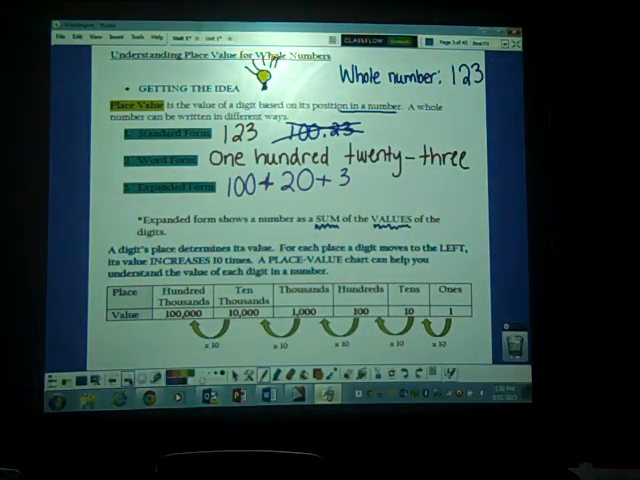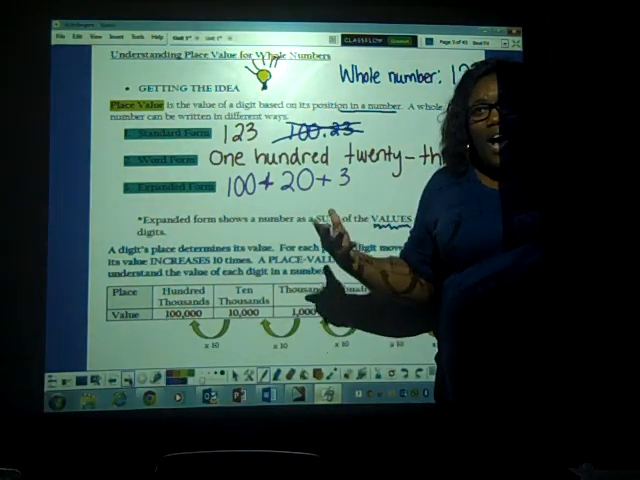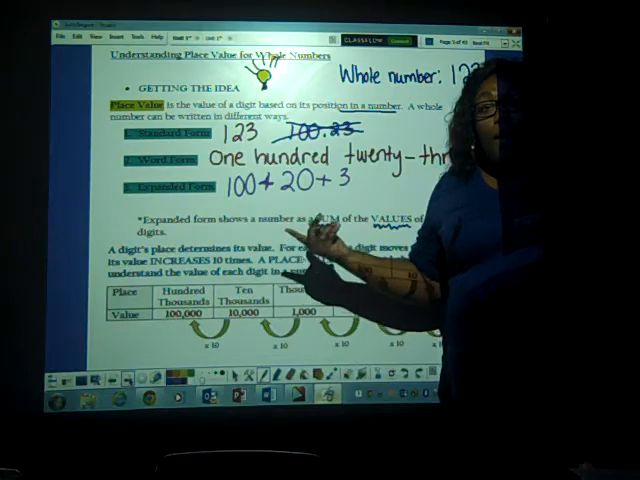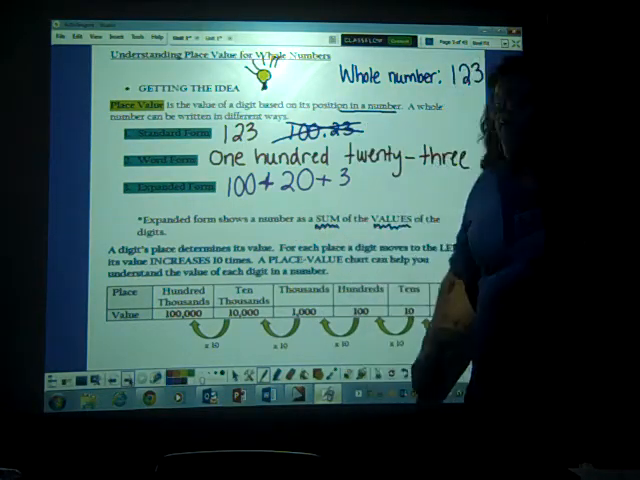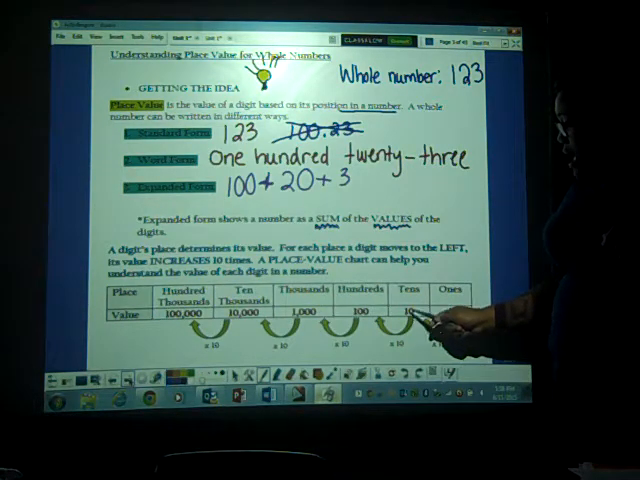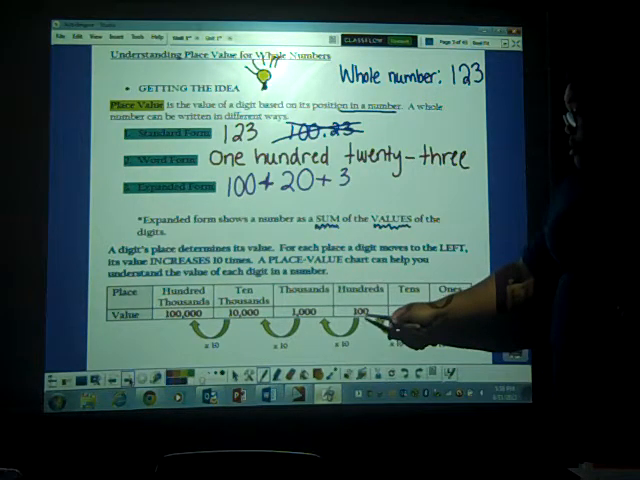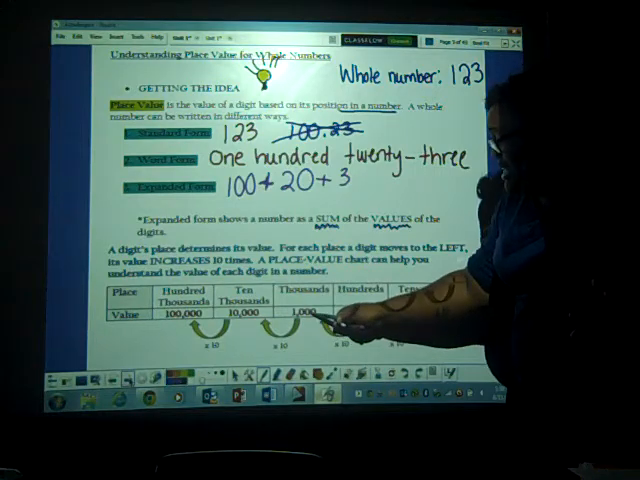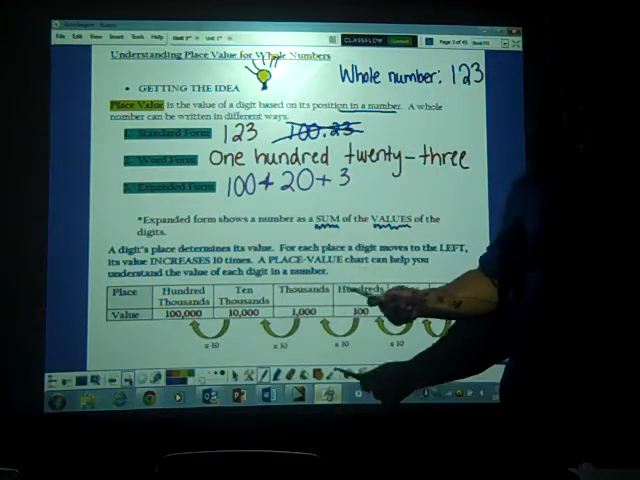Miss Davis, I noticed that the numbers are increasing each time it goes to the left. Well, boys and girls, what is each place value increasing by? 10. If I multiply 1 by 10, it gives me 10. I multiply 10 by 10, it gives me 100. I multiply 100 by 10, it gives me 1,000. I multiply 1,000 by 10, it gives me 10,000.